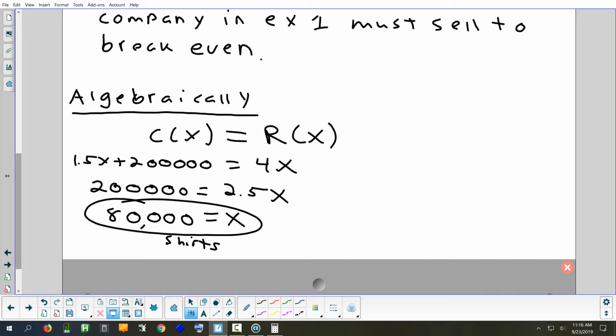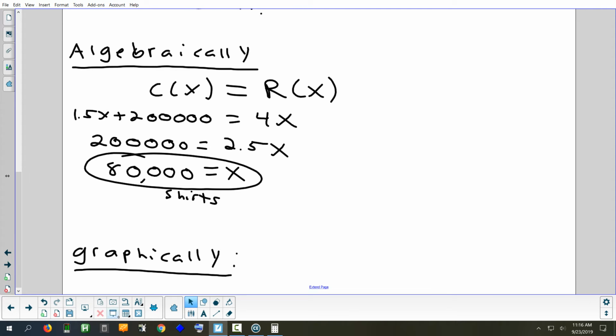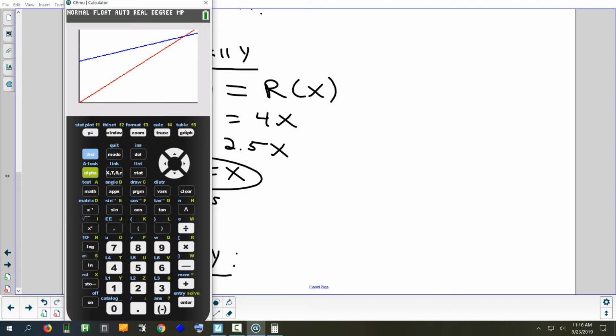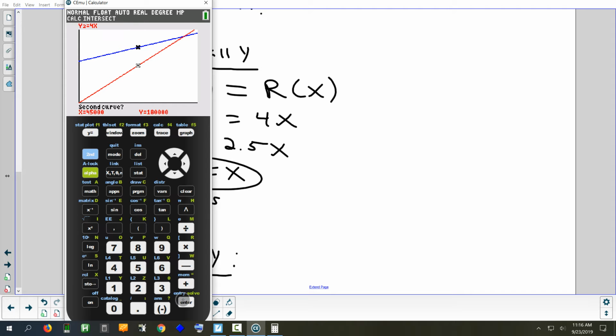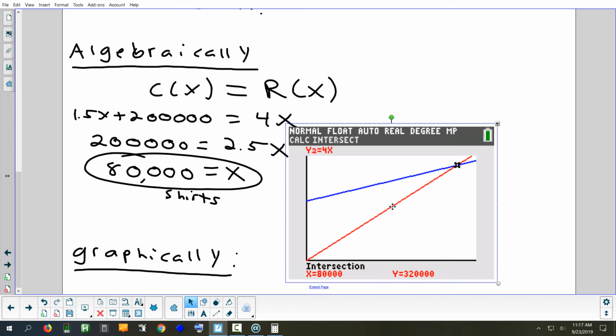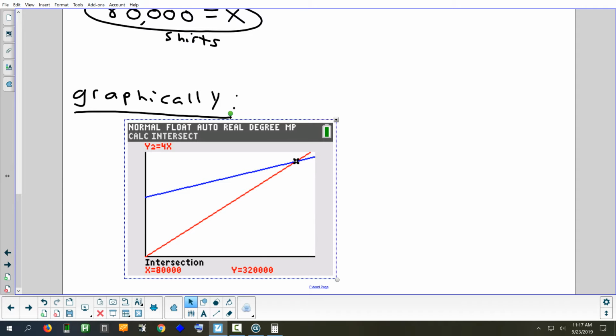Now, to do it graphically, you'd have to do everything we already did. Type it in, get a window. And now, what do I press to see where these cross? Second calc. Second calc, 5. 5. So, pick a point on the blue, the red. The guess doesn't matter because there's only one point where they cross. So no matter where you put the guess, it'll find it. Let's see if I can... Oh, I have to do it twice. Still figuring it out. Okay, so the intersection, right there, 80,000 shirts.